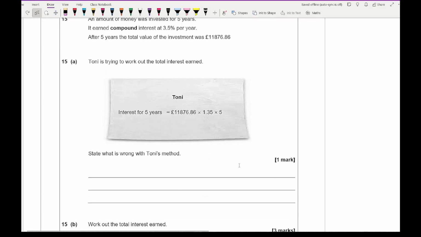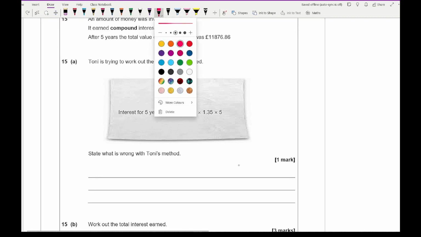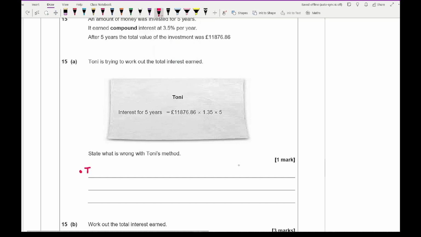Well, there's quite a lot wrong with this method, to be honest. So the first thing is, for 1 mark, you could have any of these statements. You could say that Tony multiplied when they should have divided, because we're told the final amount and we want to work out the original amount, which again is not going to work.